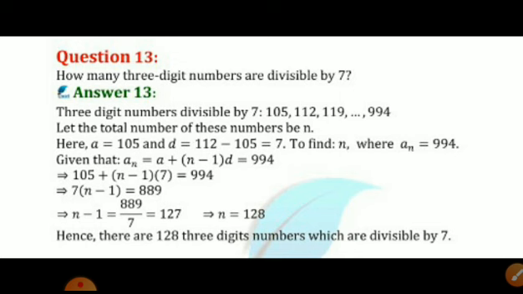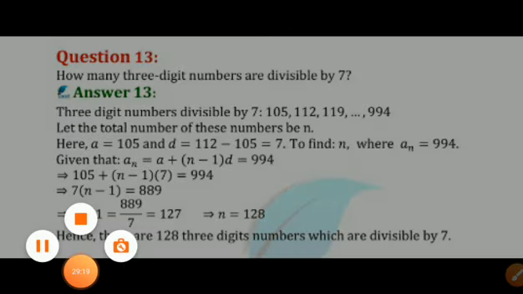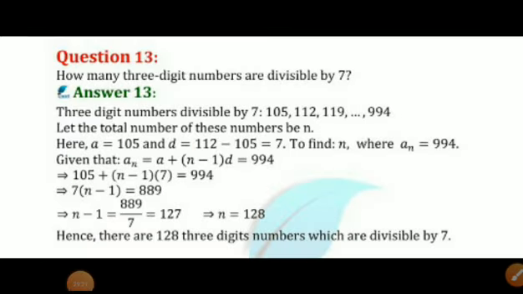Now that means using this, can I find the value of n? Because I am given what? a is 105. How to find d? Just it is 112 minus 105. That is 7. Also I have an. So just substitute the values in the given formula and you will get the value of n. And hence there are 128 3-digit numbers which are divisible by 7. Okay? Clear?